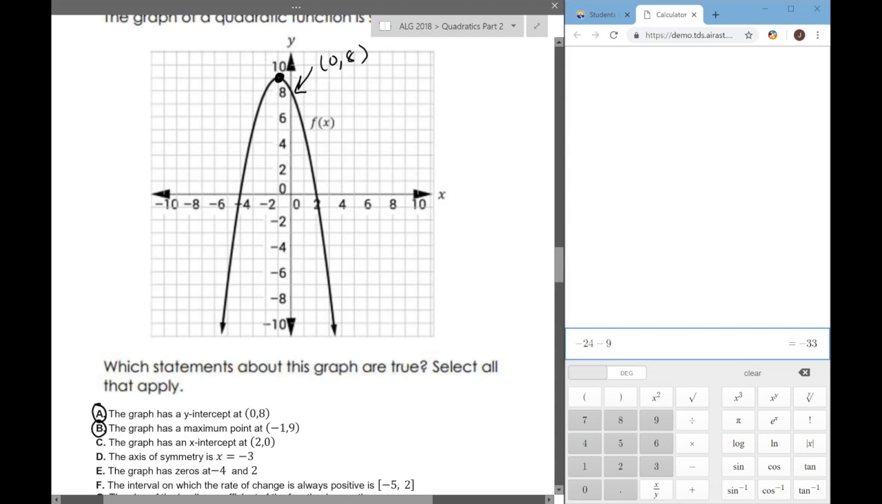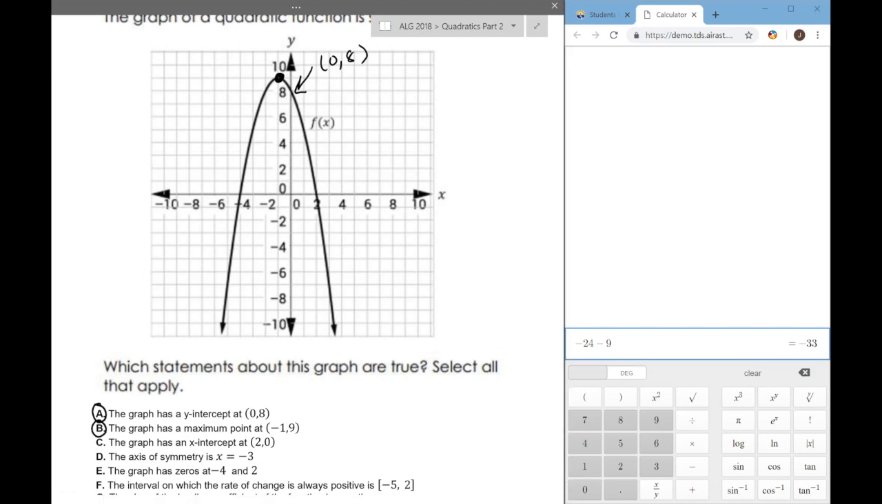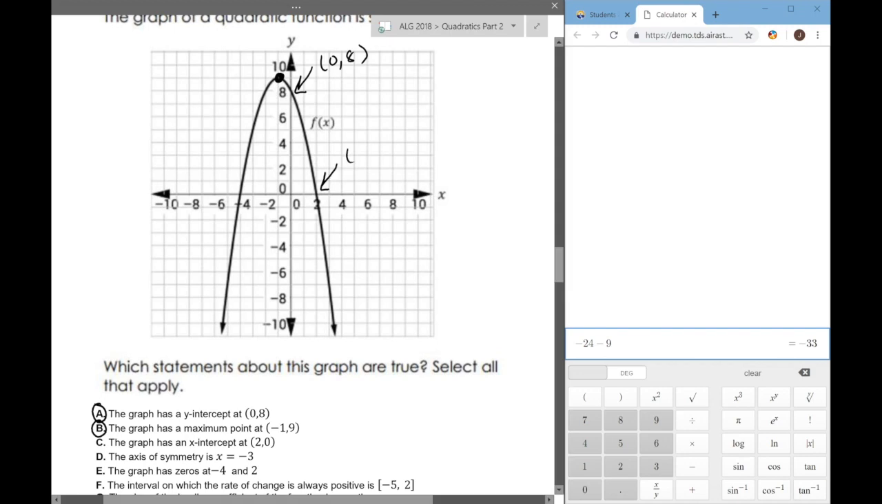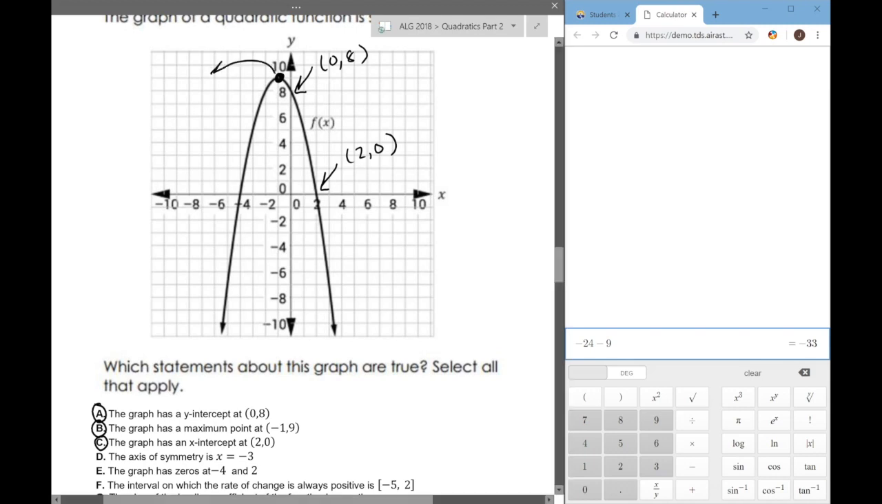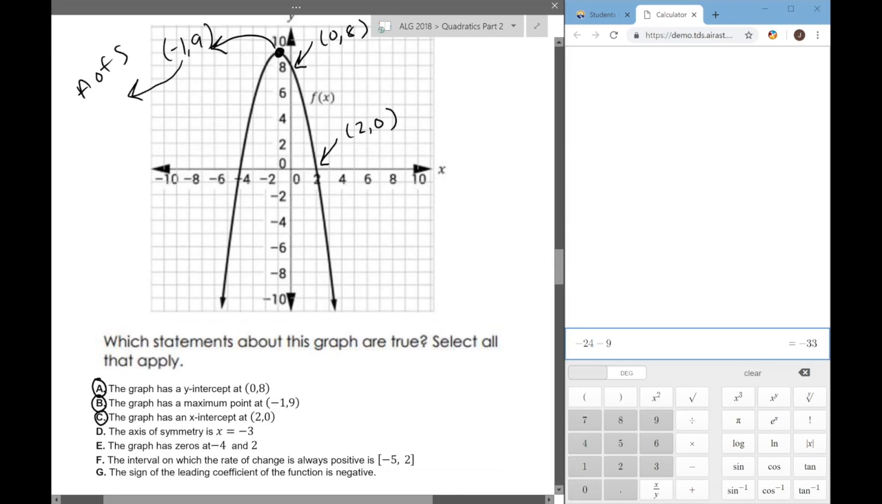The graph has an x-intercept at (2, 0). So one of your x-intercepts, yep, is (2, 0). So that's also true. The axis of symmetry is -3. Well, no, your axis of symmetry is going to come from the vertex, which was (-1, 9). It's the x value. So this is the axis of symmetry, it's just -1. So not -3. That's wrong. The graph has zeros at -4 and 2. So the other zero is (-4, 0). So yeah, it does have zeros at -4 and 2.